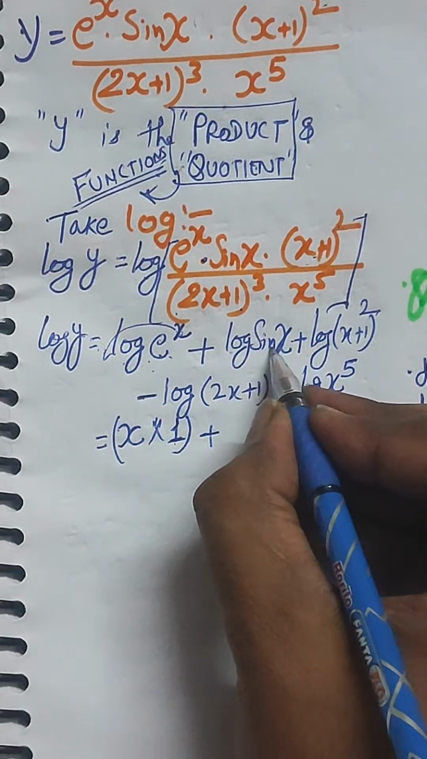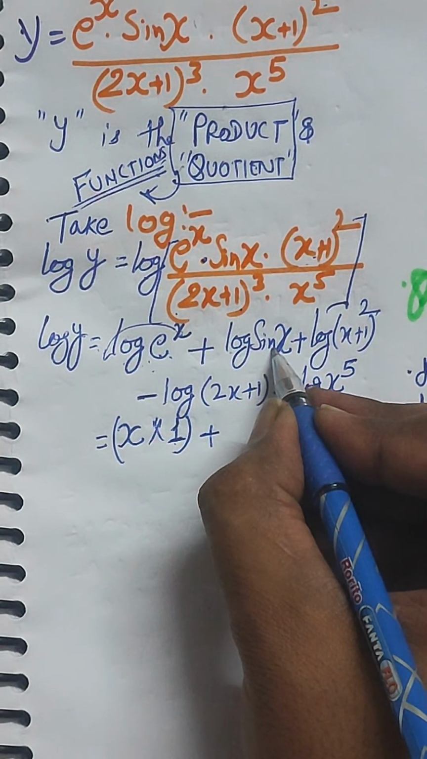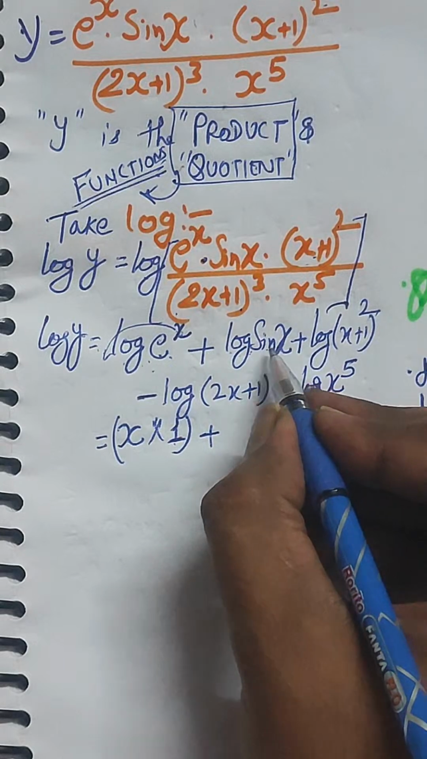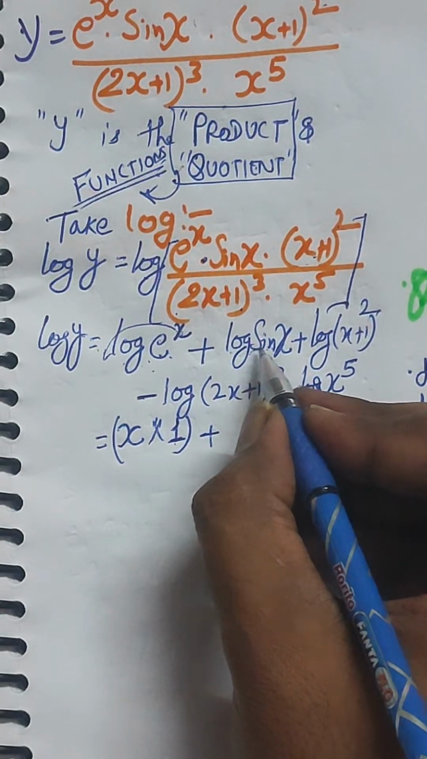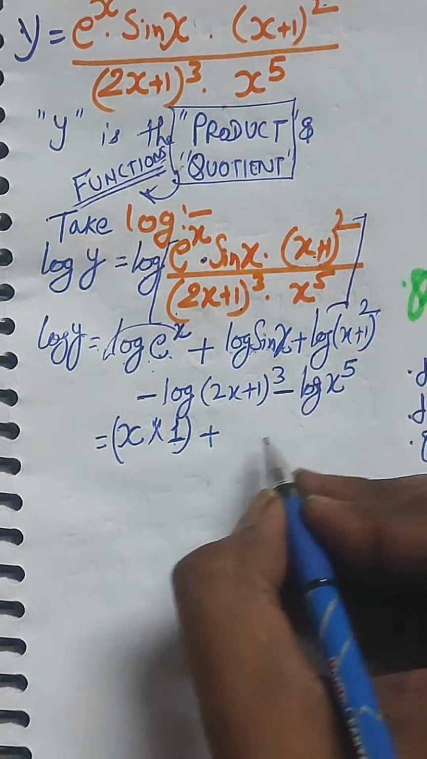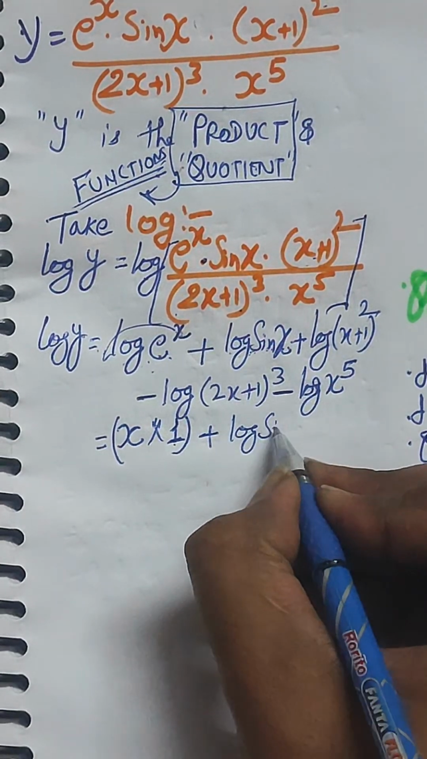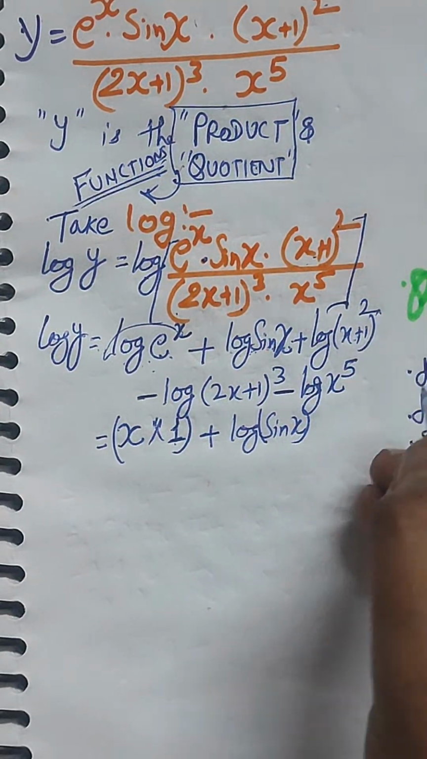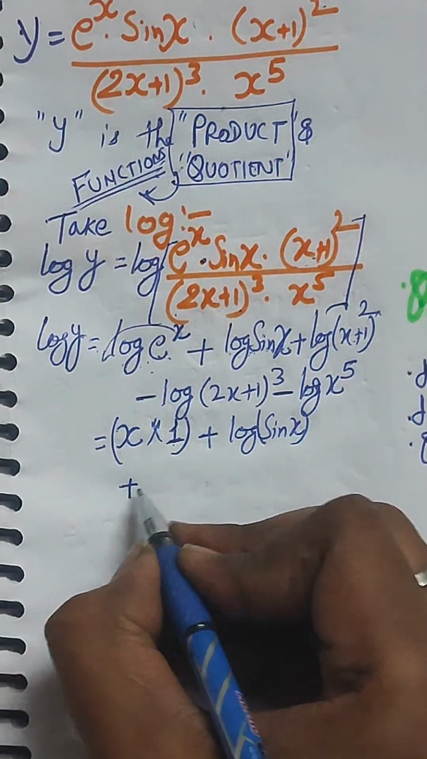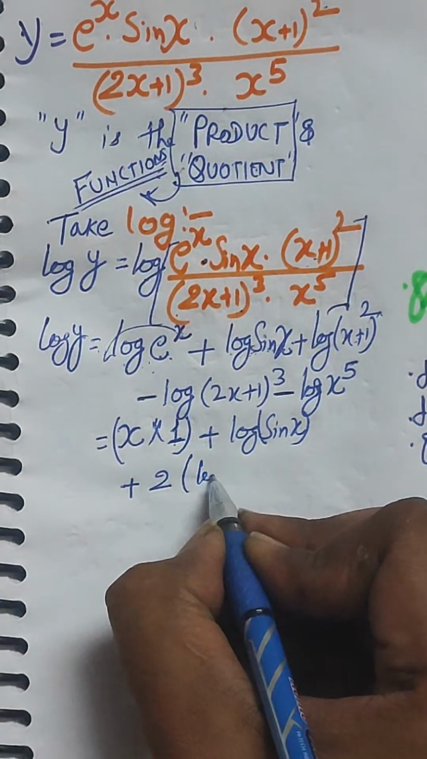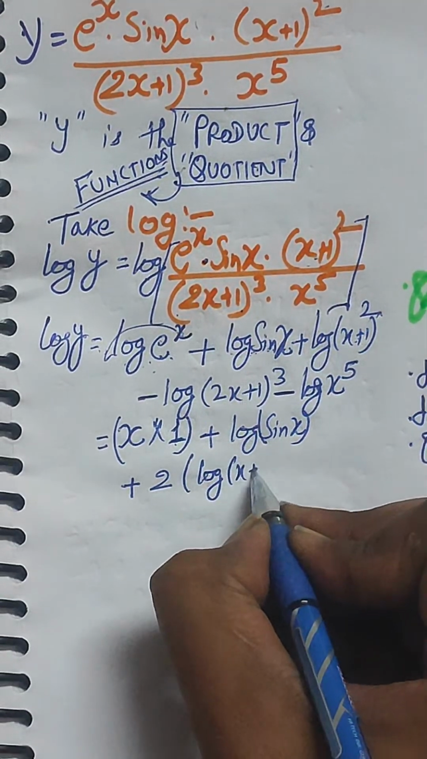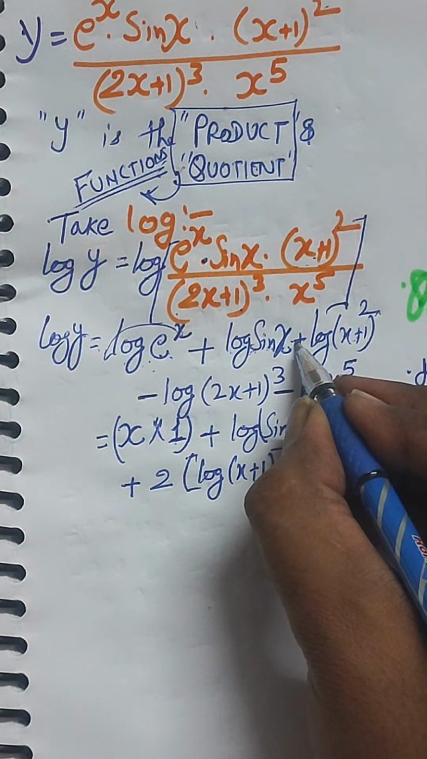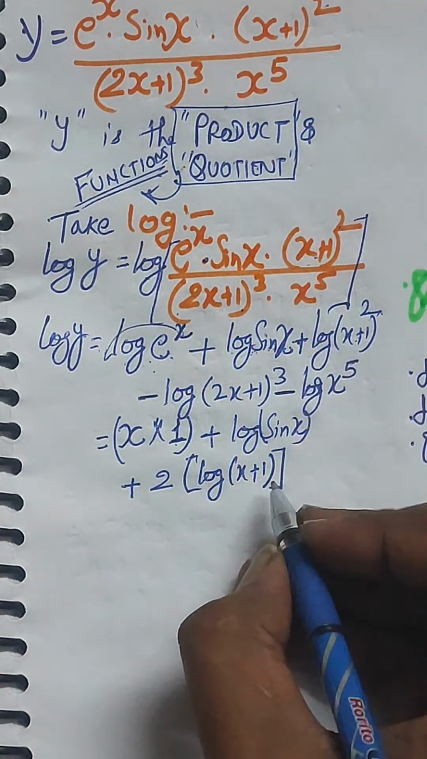So just log of sin x. What is the value of log of sin x, right? Log of sin x could not be simplified directly, so you can just keep it as it is, log of sin x. Then log of x plus 1 whole square can be further broken as 2 times log of x plus 1. Why? Because the exponent will be coming over here into the prefix.